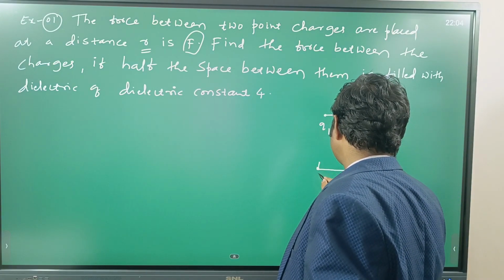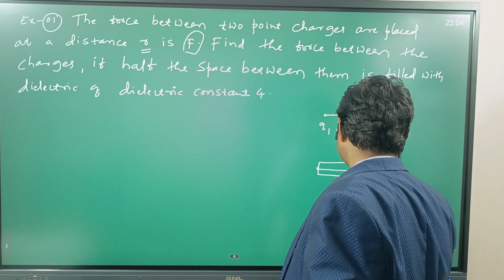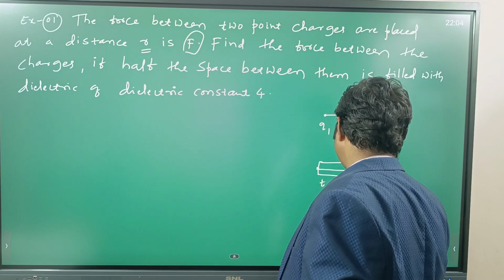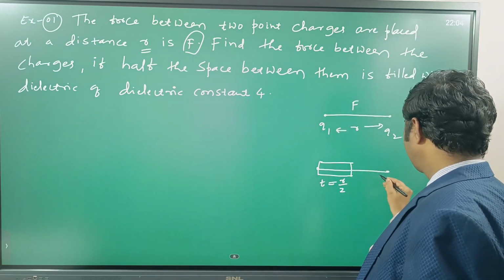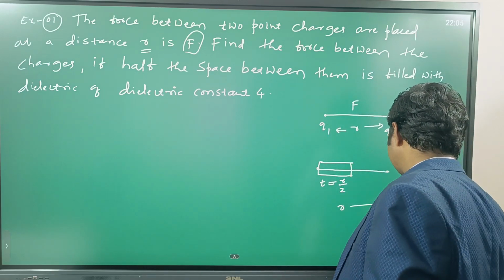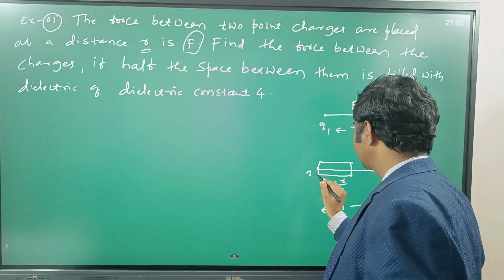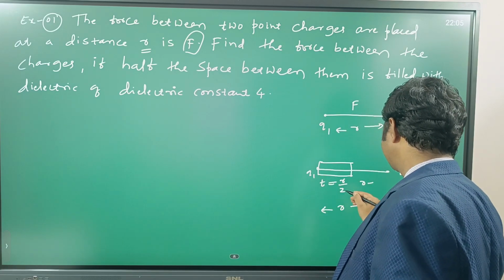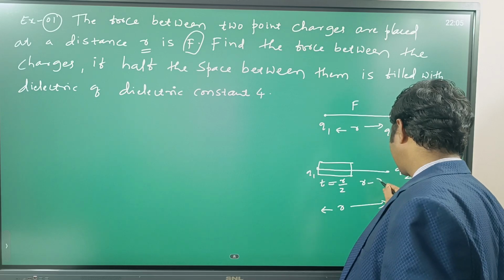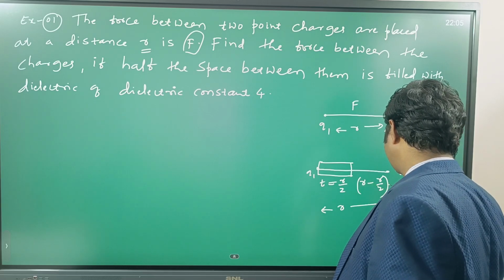So this is half of the space. T is equal to R by 2. Here R is the total distance between the two charges. Clear? So the remaining part R minus T, where I am taking the T value as R by 2. Are you clear?